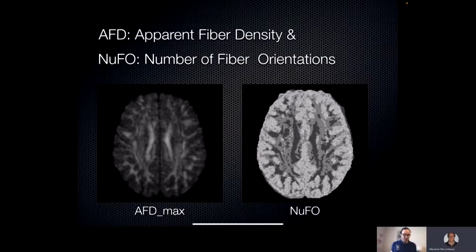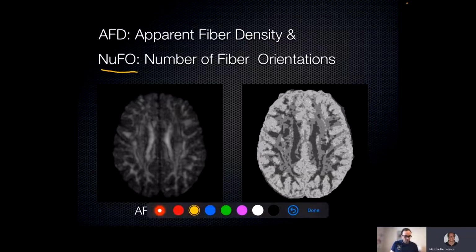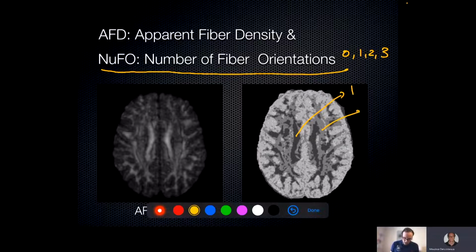And so we can create these voxel-average maps. What is the max apparent fiber density, or what is the total apparent fiber density, the average of everything going on in the voxel? Or another one here is NUFO, which summarizes whether it is 0, 1, 2, or 3 crossing fibers within each voxel. So dark gray here is 1, light gray is 2, and very light gray is 3, for instance.